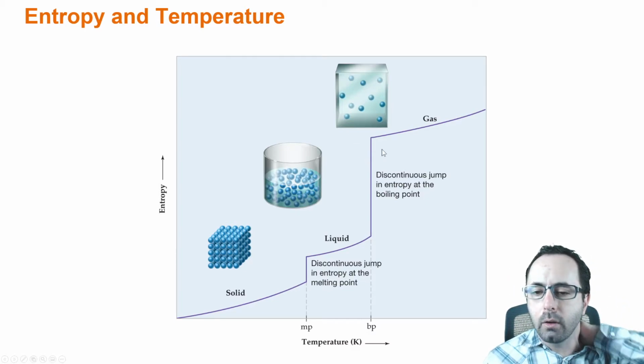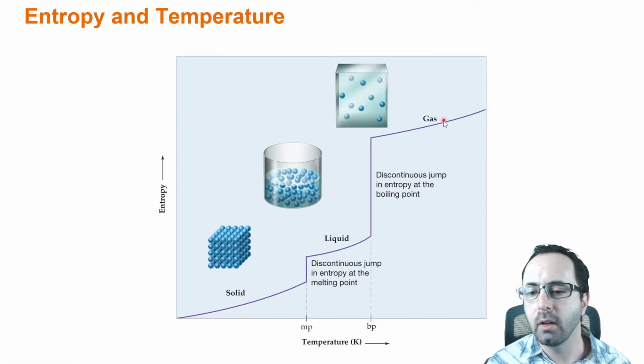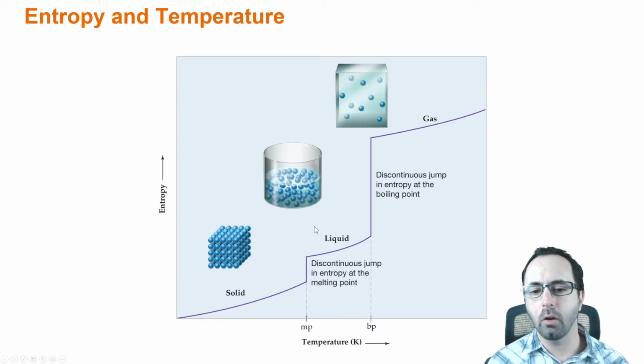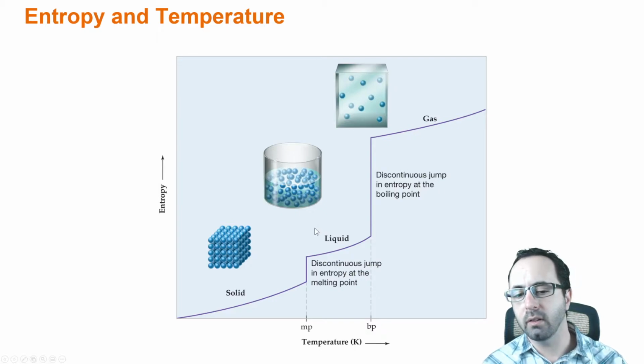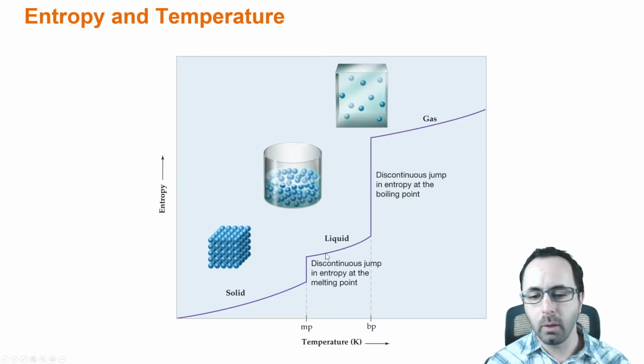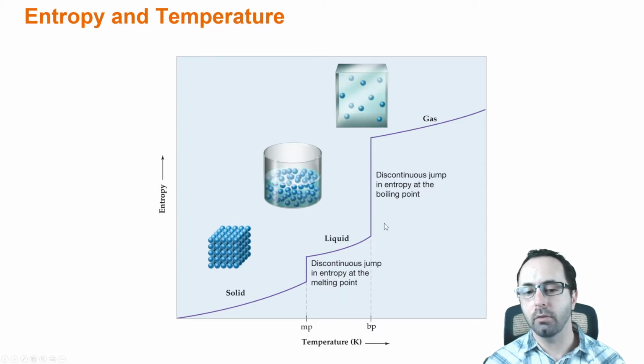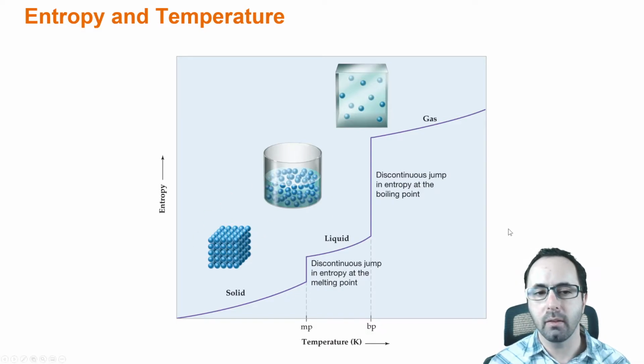And then as you increase the temperature of the gas further, the entropy increases and increases with greater temperature. So the take-home message here is entropy increases with temperature. And as we mentioned before, the entropy of a liquid is greater than the entropy of the solid. The entropy of a gas is generally much greater than that of the liquid. There's much more molecular freedom for a gas than there is for solids and liquids.